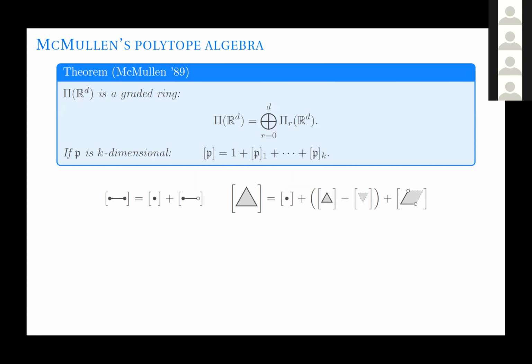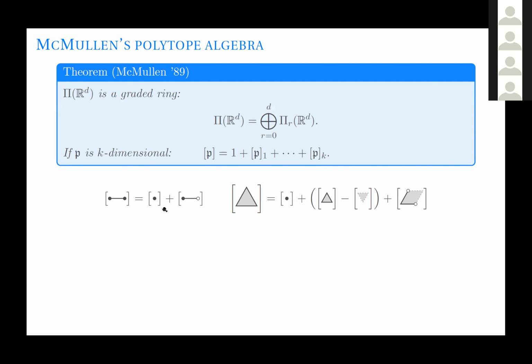Okay, so McMullen introduced this back in '89, and he showed that the resulting ring is a graded ring. This is not easy at all, but he nonetheless managed to prove so, and it's actually finitely graded, right? It goes up to degree d, where d is the dimension of the ambient space. And if we take a k-dimensional polytope P and we take the class of the polytope and break it out into its homogeneous components in the algebra, it's going to look something like this. So in degree 0, we always have a 1, and then we have some non-zero pieces up to degree k, where k is the dimension of the polytope.